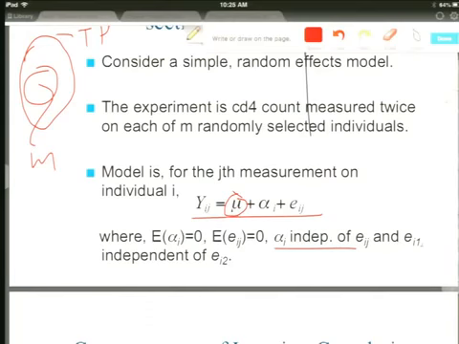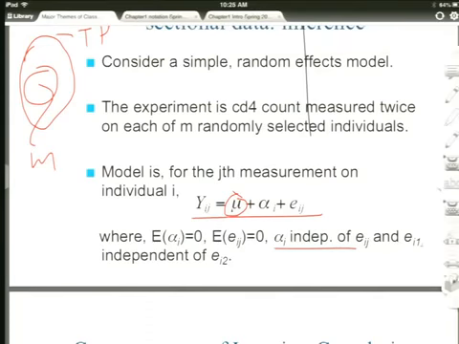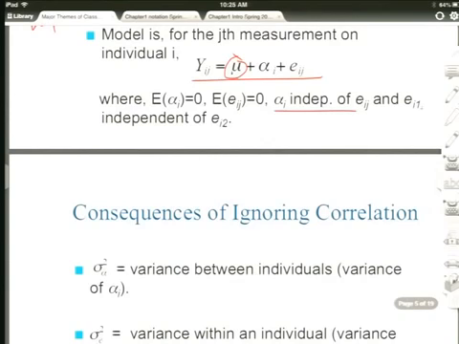So again, this is a model. For doing what I'm doing, I don't have to necessarily specify what they're distributed. I don't have to tell you that alpha i is normal, maybe for what I'm after right now. I can just tell you that it's mean 0. And the mean of e_ij, the residuals, is 0.